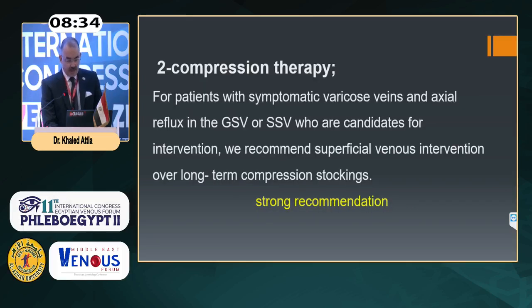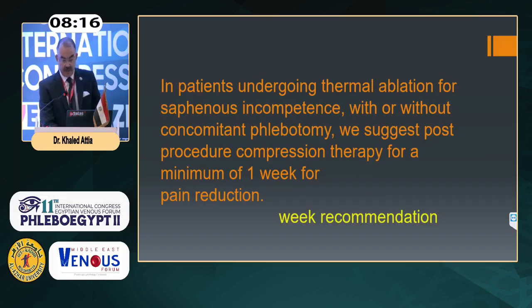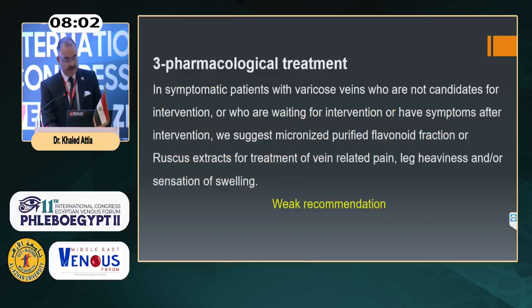Compression therapy. For patients with symptomatic varicose veins and axial reflux in the great saphenous vein or small saphenous vein who are candidates for intervention, we recommend superficial venous intervention over long-term compression stockings. This is a strong recommendation. In patients undergoing thermal ablation for saphenous incompetence with or without concomitant phlebectomy, we suggest post-procedure compression therapy for a minimum of 1 week for pain reduction. This is a weak recommendation.